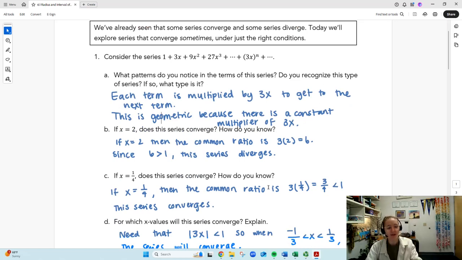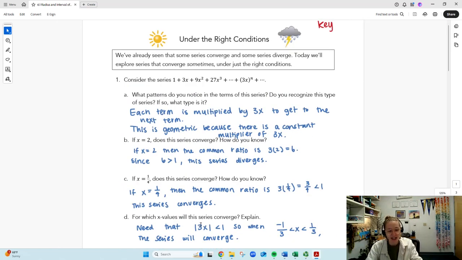The way that we can figure that out is by taking that 3x and saying, hey, I need that to be less than 1. If I solve that out, x has to be between -1/3 and 1/3 for our series to converge. And we call this our interval of convergence for a power series.